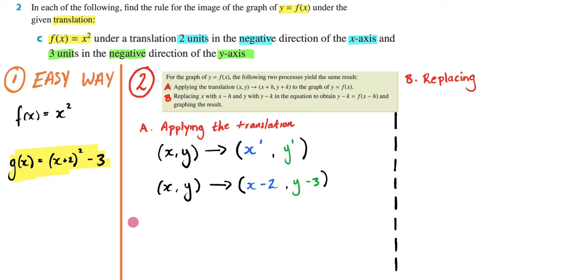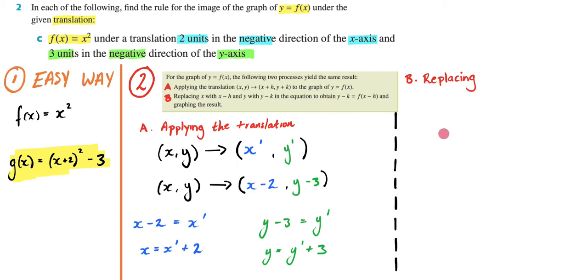So that means that x minus 2 equals x dash, and y minus 3 here is going to equal y dash. I can now solve these, so it is x equals x dash plus 2, and for here I can solve it so it's y equals y dash plus 3. Now with both of these, I can now move on to my second step, which is the replacing step.